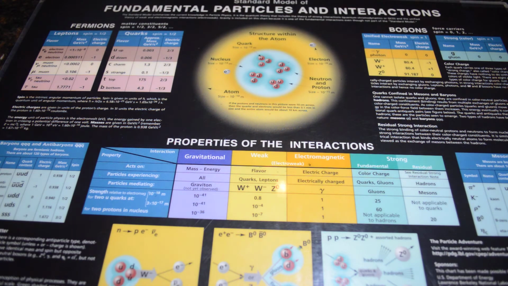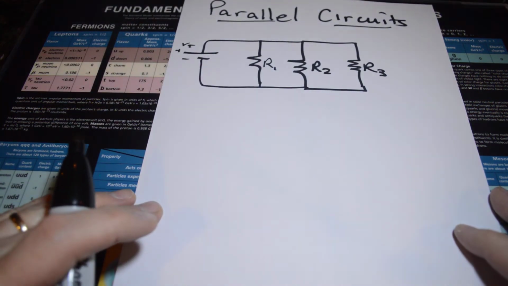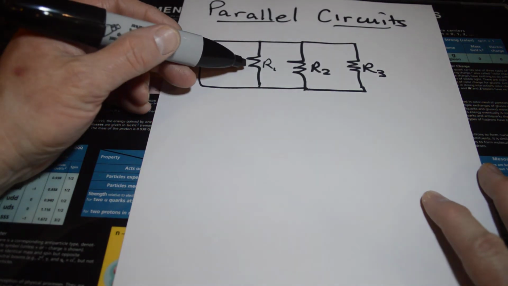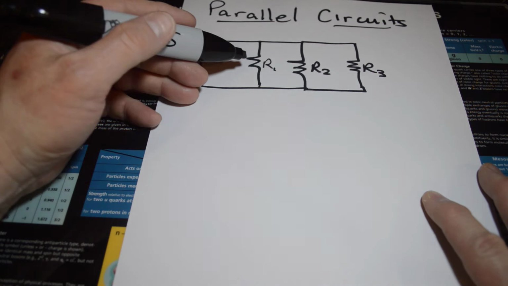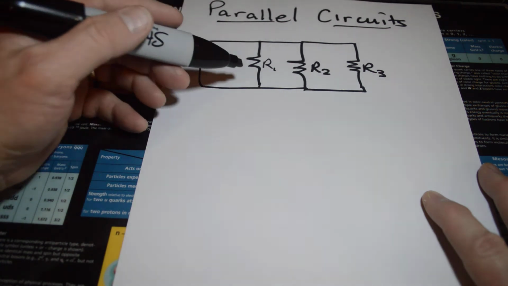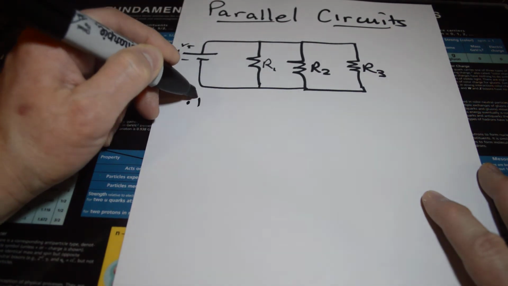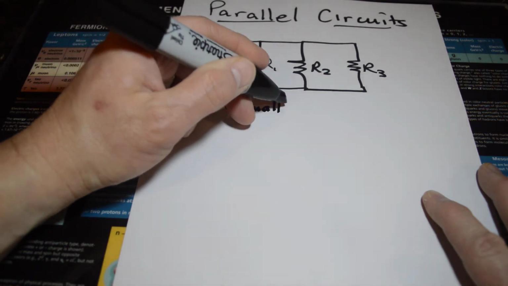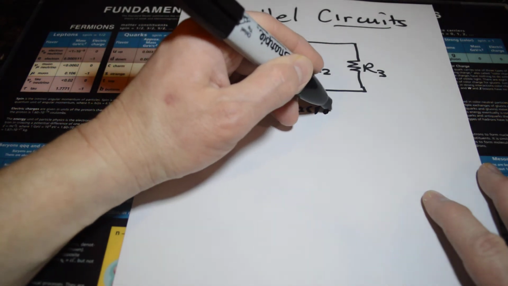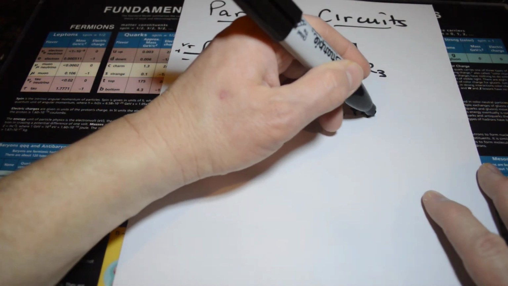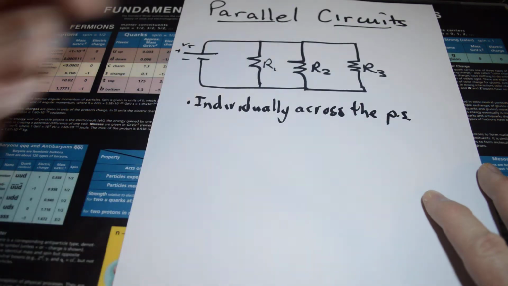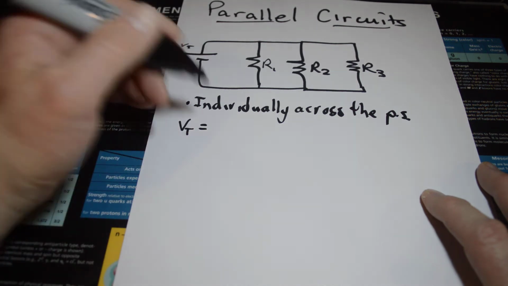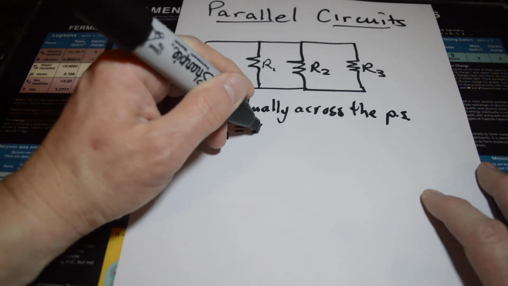The next type of circuit we're interested in would be a parallel circuit. This is an example of one where you have R1, R2, and R3, but they're hooked up in parallel. They're said to be hooked up individually across the power supply, which I'm going to symbolize by PS. So what that means is they each get the total amount of voltage.